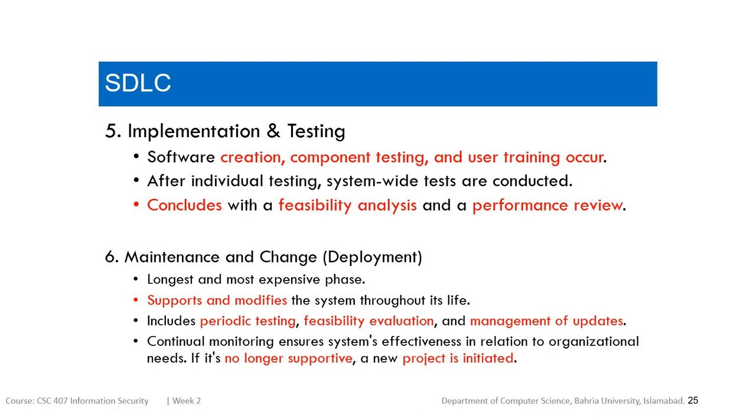customers. Maintain and change: the longest and most expensive phase. Support and modify the system throughout its life, including periodic testing, feasibility evaluation, management of updates, and continual monitoring, to ensure system effectiveness in relation to organizational needs. If it's no longer supportive, a new project is initiated. So that's how you are going to deploy your project on user premises.